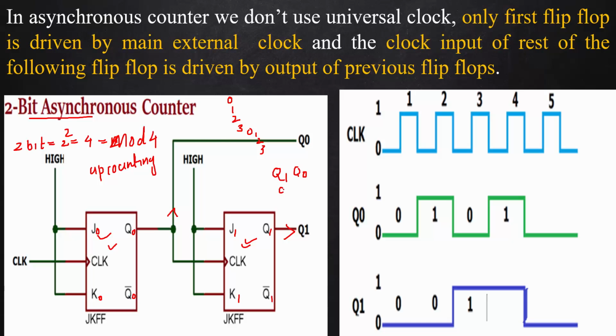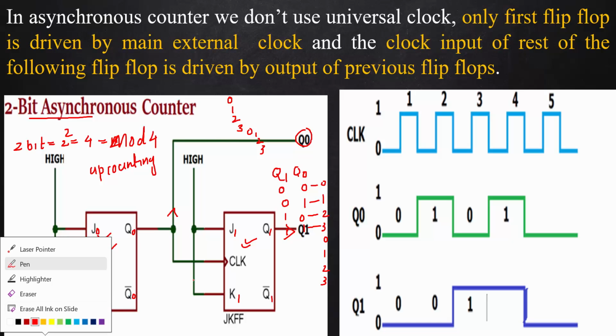So the pattern will be like 0, 0 for 0, 0, 1 for 1, 1, 0 indicates decimal 2, then 1, 1 means 3. After counting in ascending order like 0, 1, 2, 3, it will repeat the pattern again like 0, 1, 2, 3 and so on. Okay, so keep it in your mind: the flip-flop connected with the external clock pulse will generate the least significant bit of your result. This is valid only in asynchronous counters, or ripple counters.